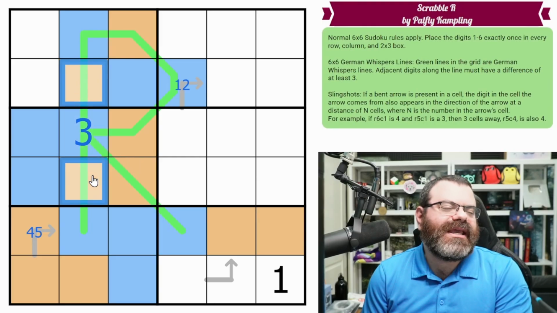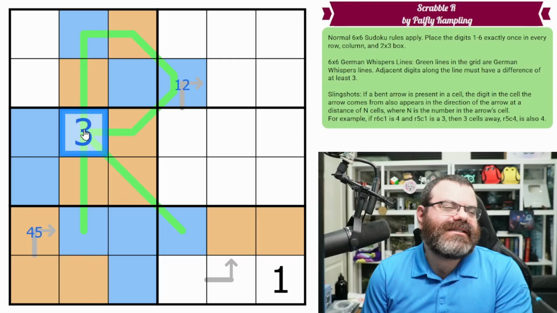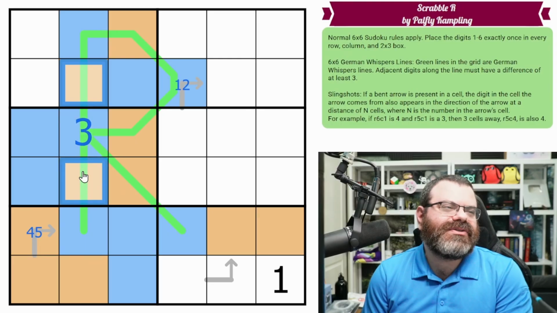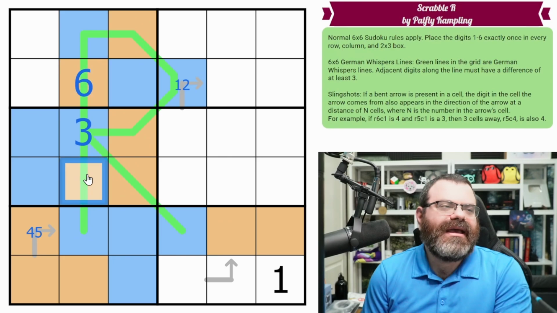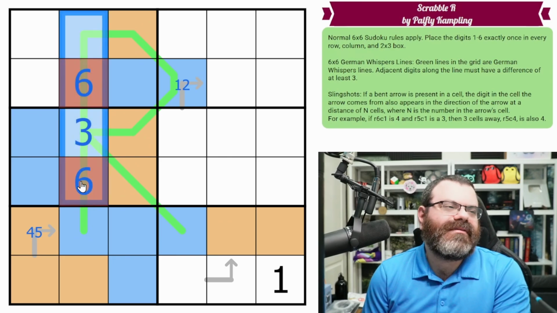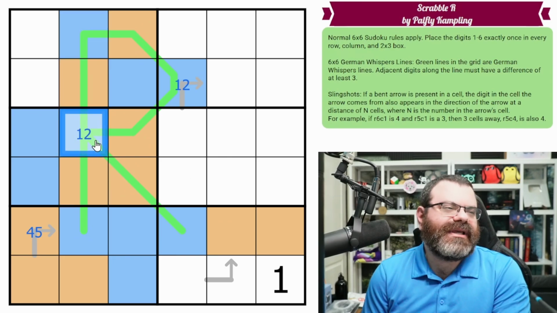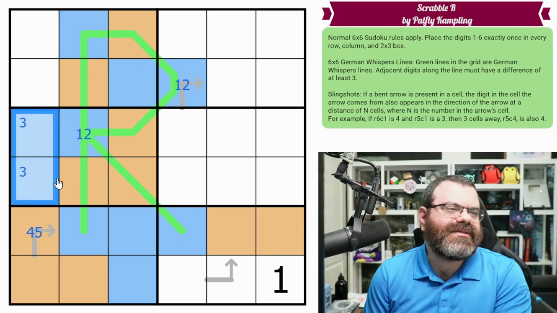Well, even just looking at the column, this cell is next to 2 different digits. But the problem is 3 can only be next to 6. It's the only digit that is at least 3 away from 3. So these would both end up 6 and it would repeat in the column. So this has to be a 1 or a 2. It cannot be the 3. I'm putting the 3 in one of these two cells, making one of these a 3.